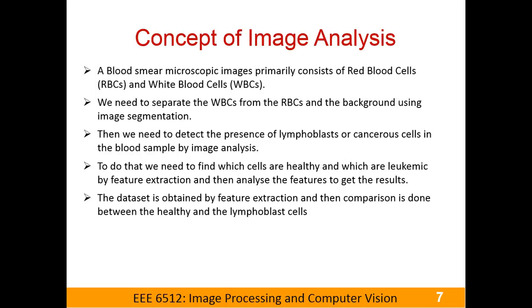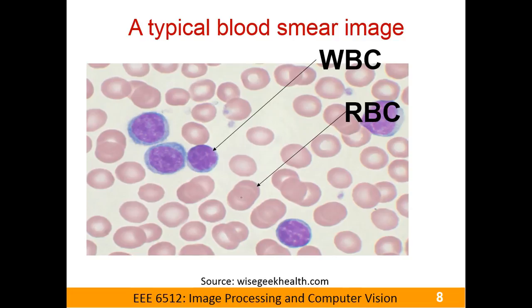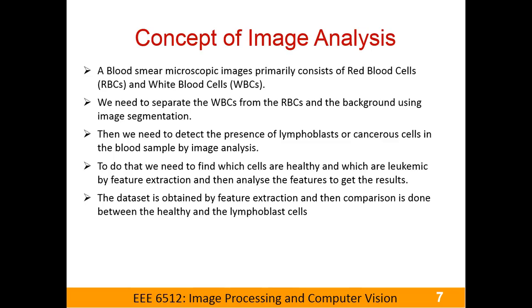Now I would like to explain the concept of image analysis. A blood smear microscopic image primarily consists of red blood cells and white blood cells, RBCs and WBCs. This can be shown from this picture. The red blood cells are the red ones and the white blood cells are shown in blue. We need to separate the WBCs from the RBCs and the background using image segmentation.